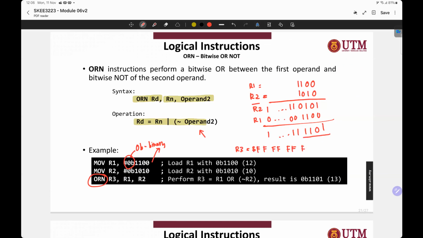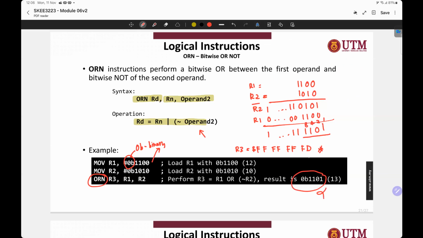So what will be this last value? 1 2 4 8. 8 plus 4 is 12, 13 is D, so F D. Okay, so the answer inside this slide is wrong. I guess the answer should be F F F F F F D.